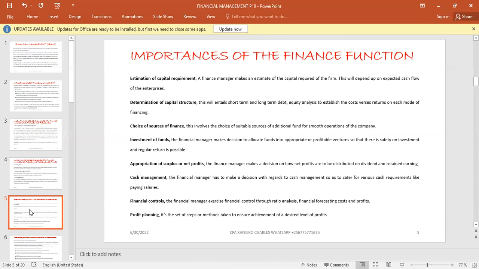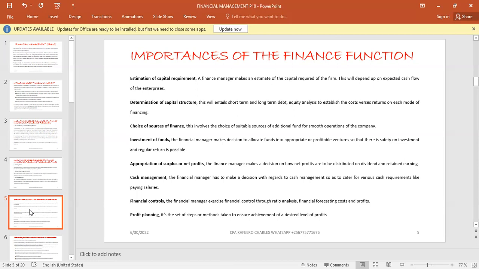Then the other one is determination of capital structure. The other one was capital requirement. How much do we need in the business operation? But this one, the capital structure, is looking at how the funds are going to be sourced. Is it from the owners or is it from the borrowed money? Here, we are saying this entails short-term and long-term debts, equity analysis to establish the cost versus the returns on each mode of financing.